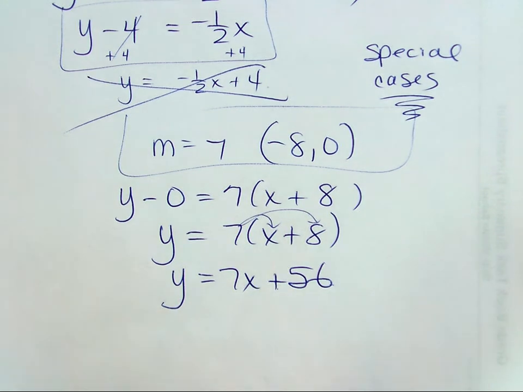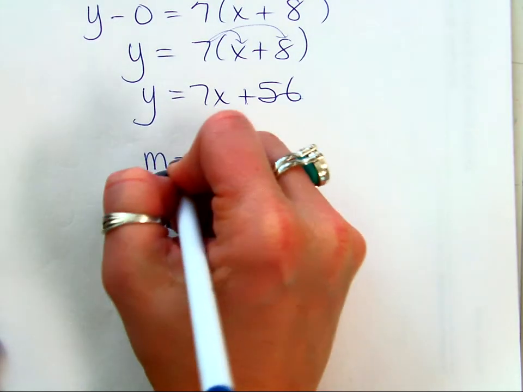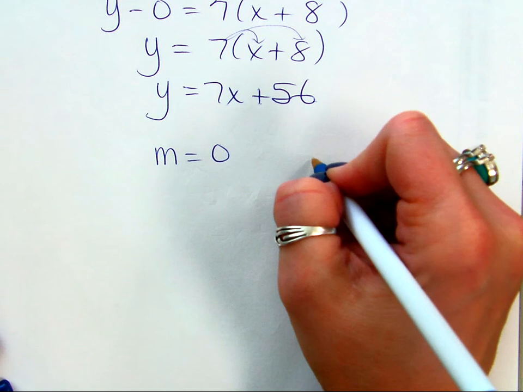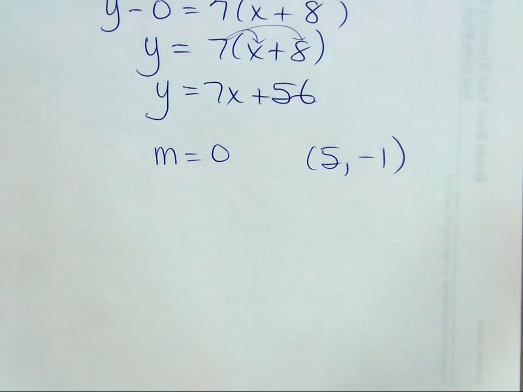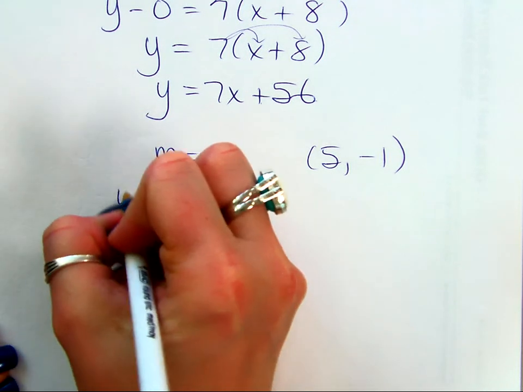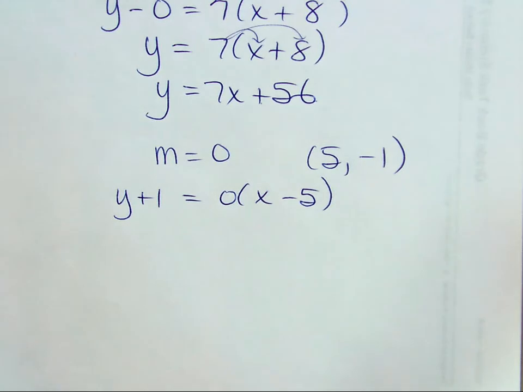Okay, understand? All right, the last and final problem is always a tricky one. I know you guys love when the slope is 0 with a point of 5, negative 1, let's say. Okay, go ahead and try this one. You're going to be like, what? So what happens here?